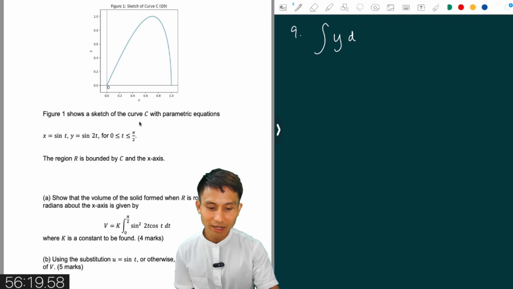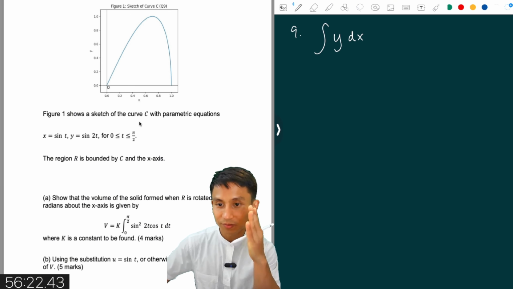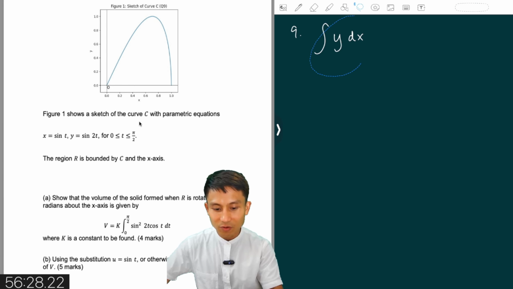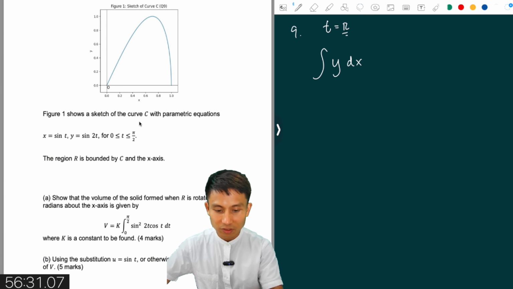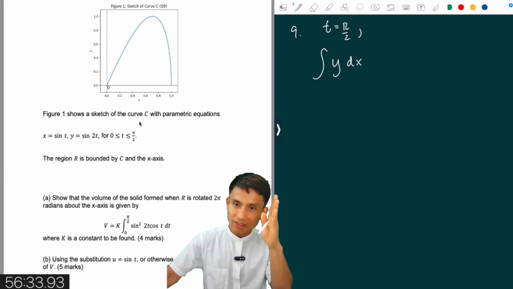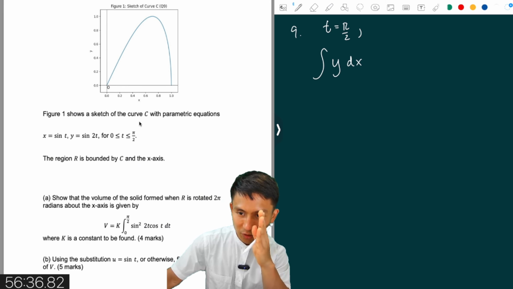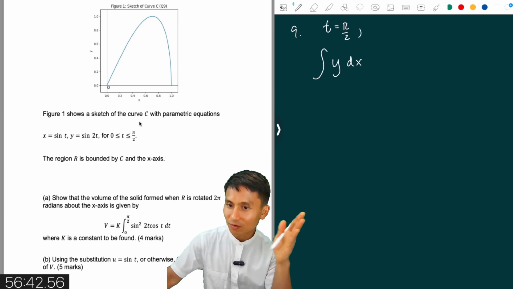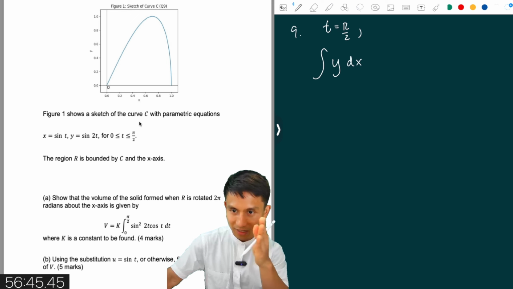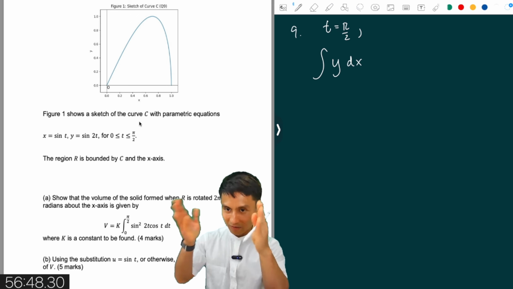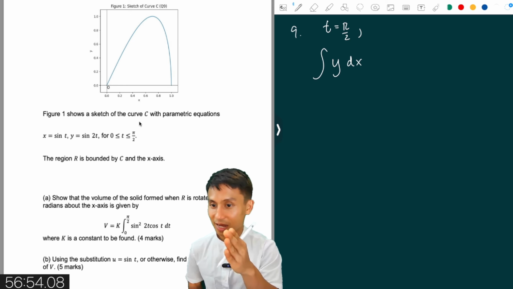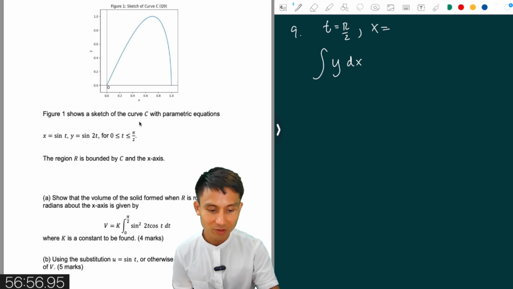So integral y dx. And this is from 0 to 1, presumably. So if we put t equals pi over 2, just to see where that goes, like the x-intercept on the right there. If t equals pi over 2, if you sub that into the y, you get 0. If you sub 0, you get 0. So that confirms that 0 and pi over 2 for the domain of t will give you the x-intercept. But we need to sub pi over 2 into the x. So sine of pi over 2 becomes 1. So x is 1. So this is from 0 to 1 actually.